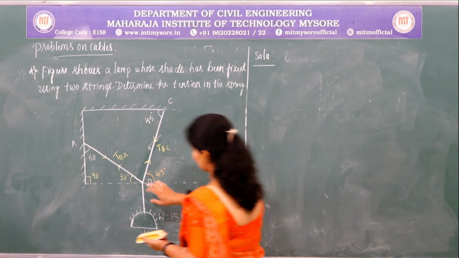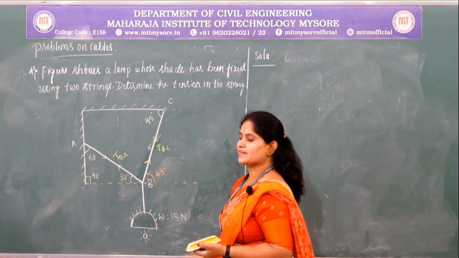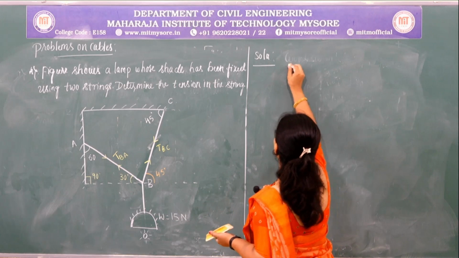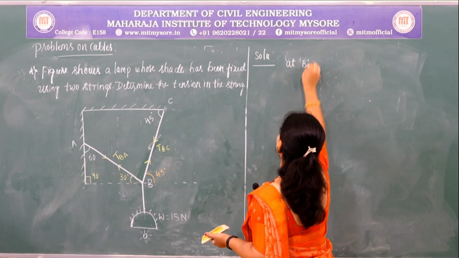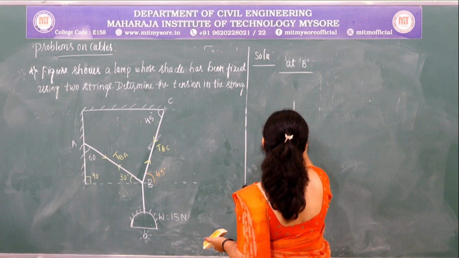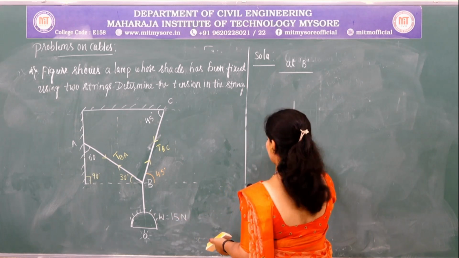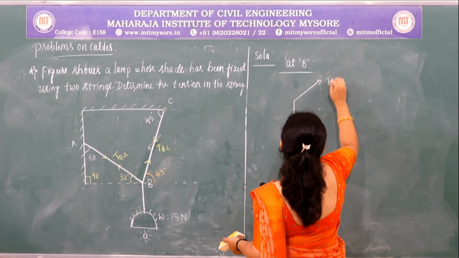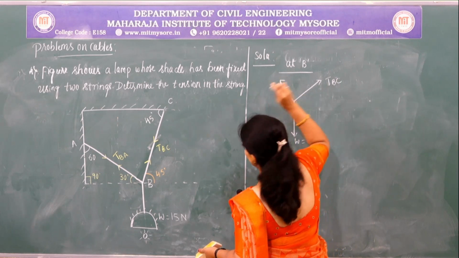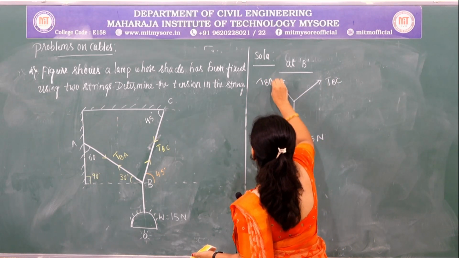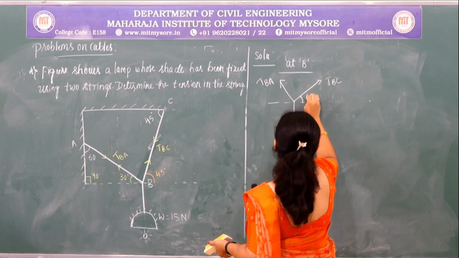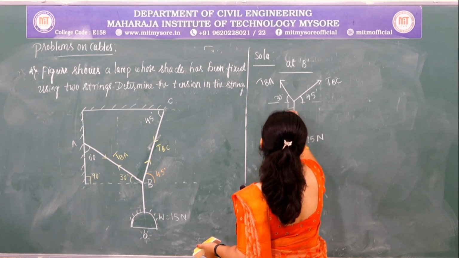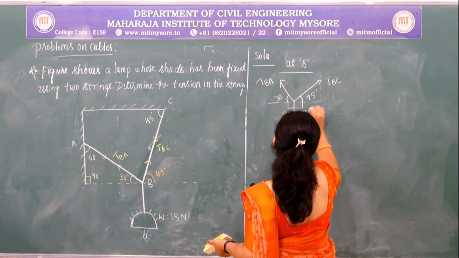So now if we consider joint B, we can directly get the values of TBC and TBA. So now let us consider at joint B. First write the free body diagram. So the hanging weight is here, W is equal to 15 Newton. There is a tension in the string BC and tension in the string BA. So the inclination angle of which is, this is 45 and this is 30, this will remain as 90 and this is also 90.